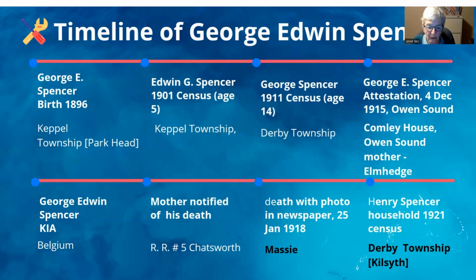How I discovered this was that their neighbors were George and Mary Wiley. George and Mary Wiley lived in the Kilsyth area, and I discovered this information from the history of the Fleming family of Derby Township.